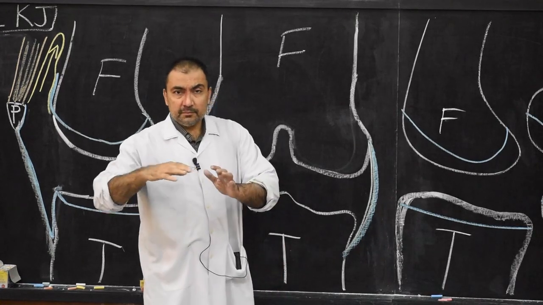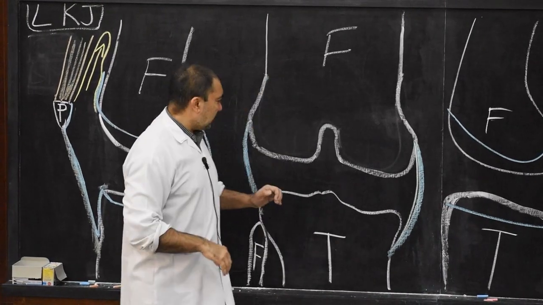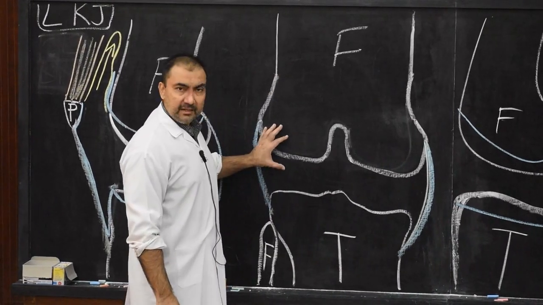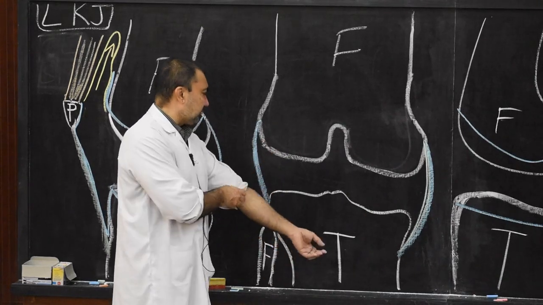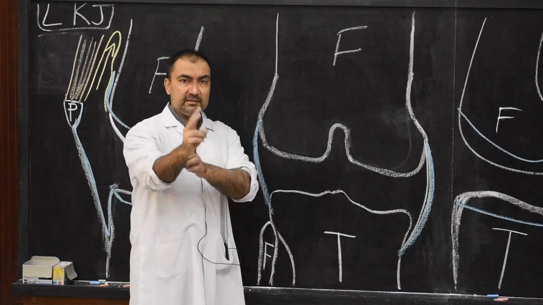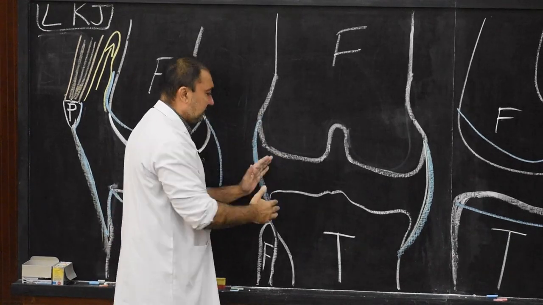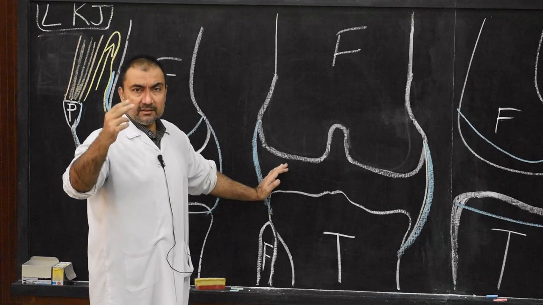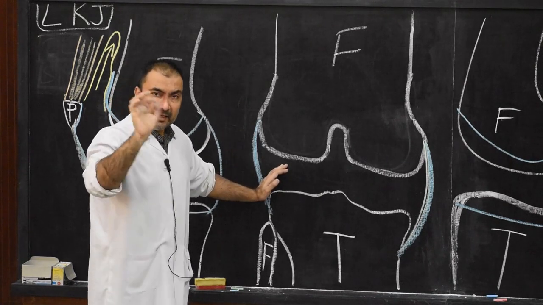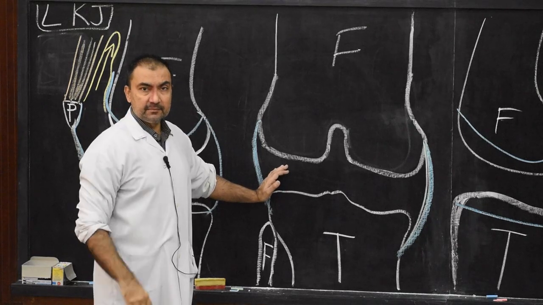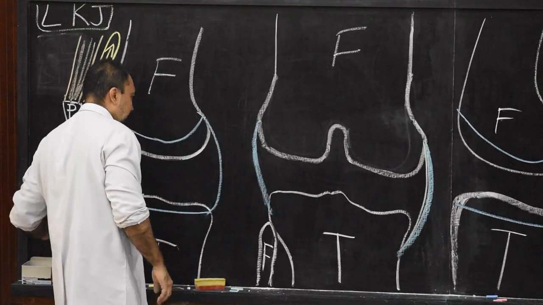Now we come anterolaterally. Anterolaterally, if you view it on this side, the entire capsule will be strengthened by 2 structures. What are those 2 structures? Anterolaterally, the entire capsule is strengthened by the lateral patellar retinaculum as well as the iliotibial tract. So please note down, there will be the lateral patellar retinaculum as well as the iliotibial tract.